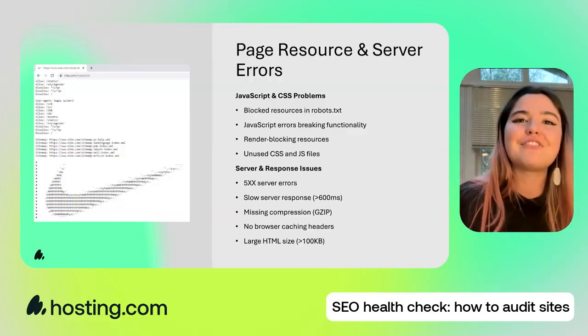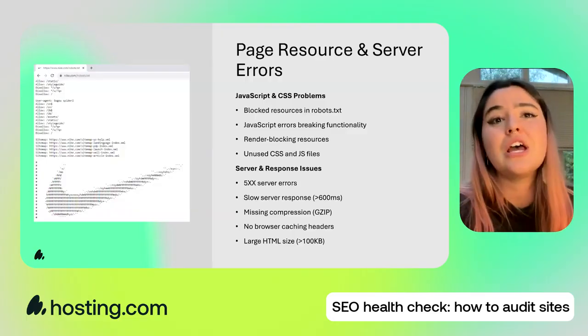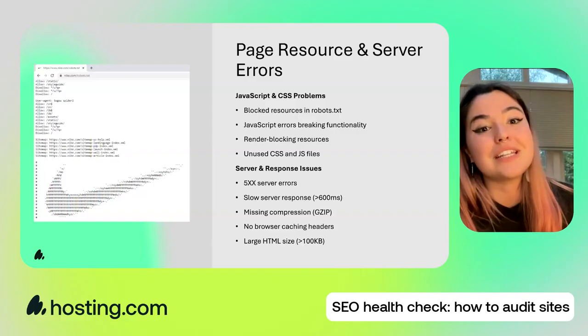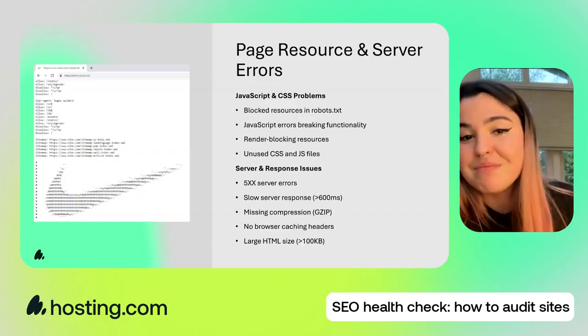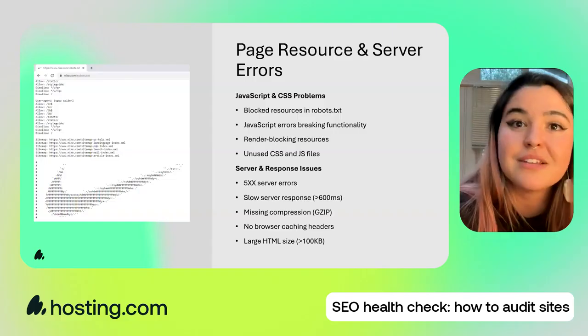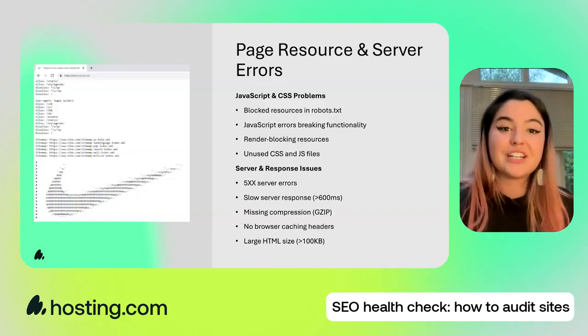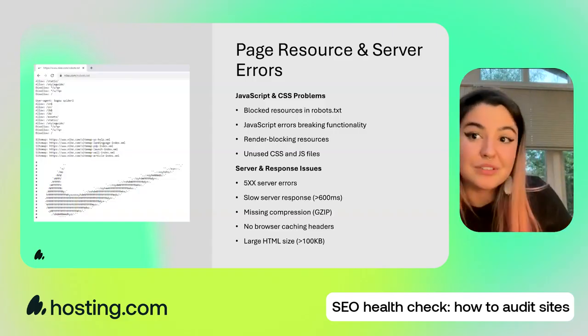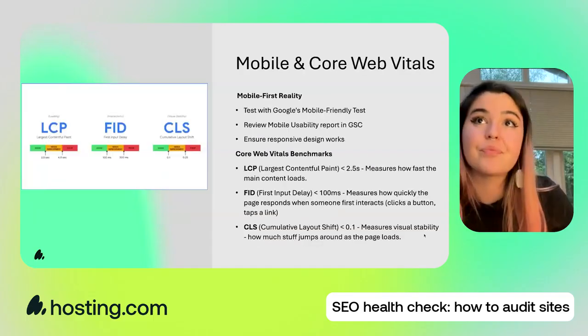Different things to look out for are large HTML sizes. Big images are probably the number one killer. Definitely recommend getting your images in a WebP format if possible on your CMS. And just making sure things are as fast as possible to get people to where they need to be.